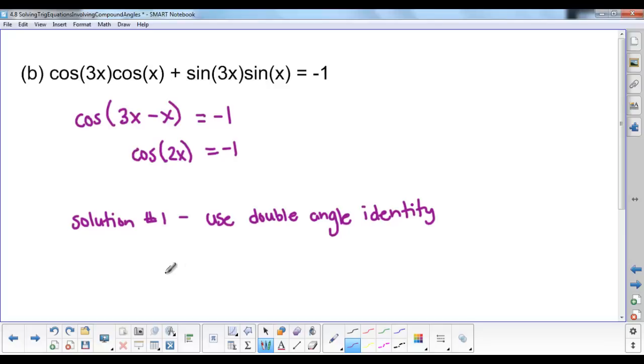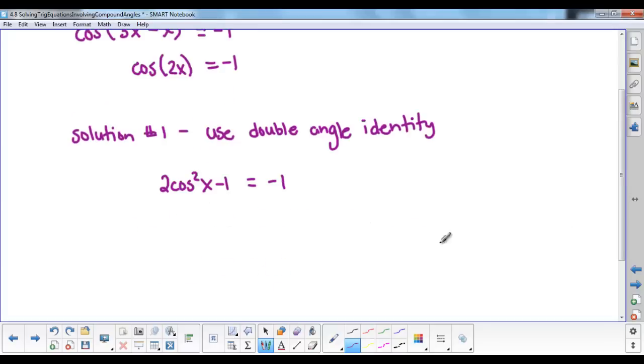I'm going to choose the 2 cos squared x minus 1 identity, and that is equal to -1. Okay, so I'm going to do what we did on the last page. I'm going to isolate for cos x. So first I'll move the 1 to the other side. So 2 cos squared equals -1 plus 1. I'm going to divide both sides by 2, and then we're going to square root both sides.